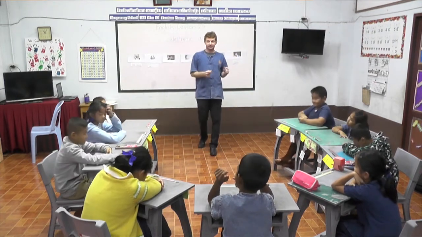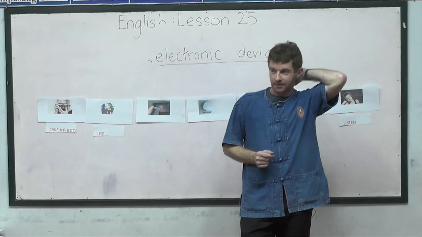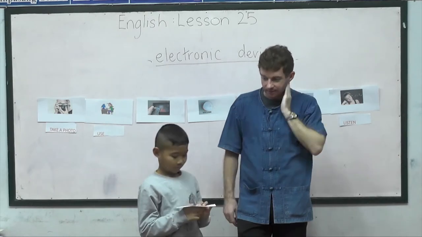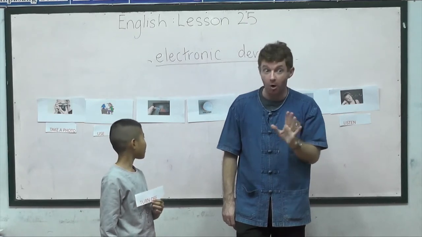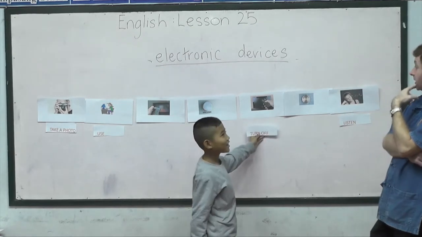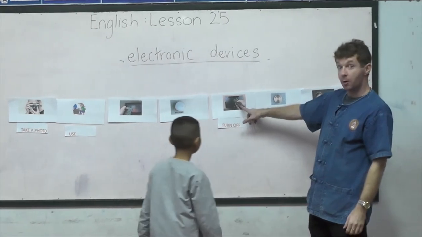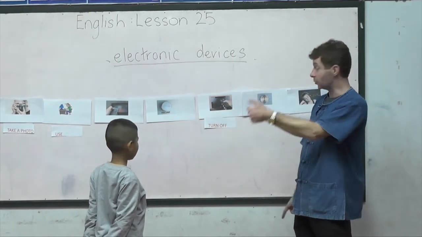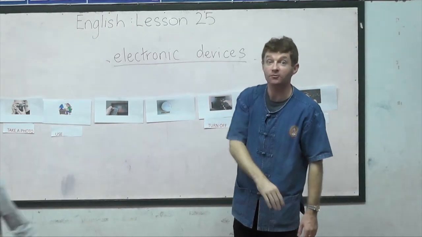Open your eyes, guys. Pangpon, come and join teacher. Let's see your verb. What does it say? Turn off. Turn off. Not turn on. Turn off. So what do we think? What picture could it be? Excellent. Yes. Turn off. We see the remote control and the television. And when we're finished watching, we turn off. High five. Round of applause for Pangpon.